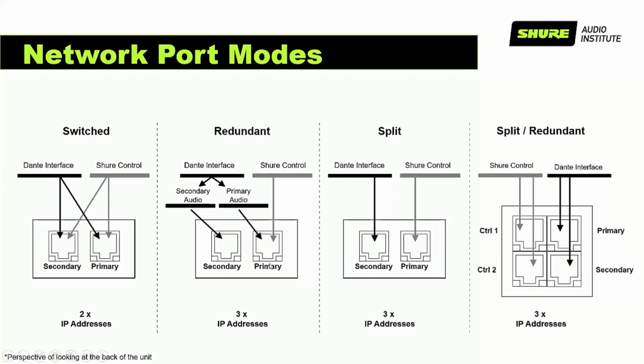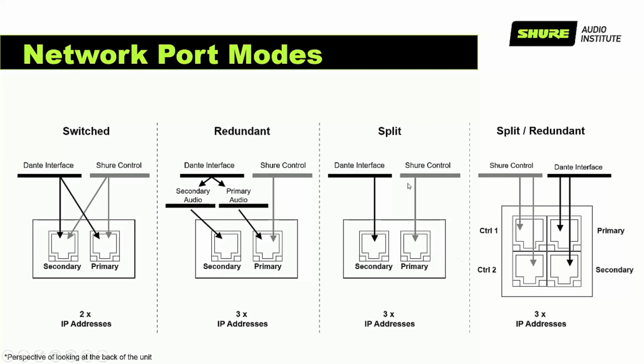If you switch this card to redundant now, all of a sudden you're going to have three IP addresses. The Shure control IP address is still accessible on the primary port, and the primary audio is also accessible on the primary port. But the secondary audio is going to be on the secondary port. So why do we specifically call this out? If for some reason you have your audio connected over the secondary network only, you will not be able to access this Shure control anymore.